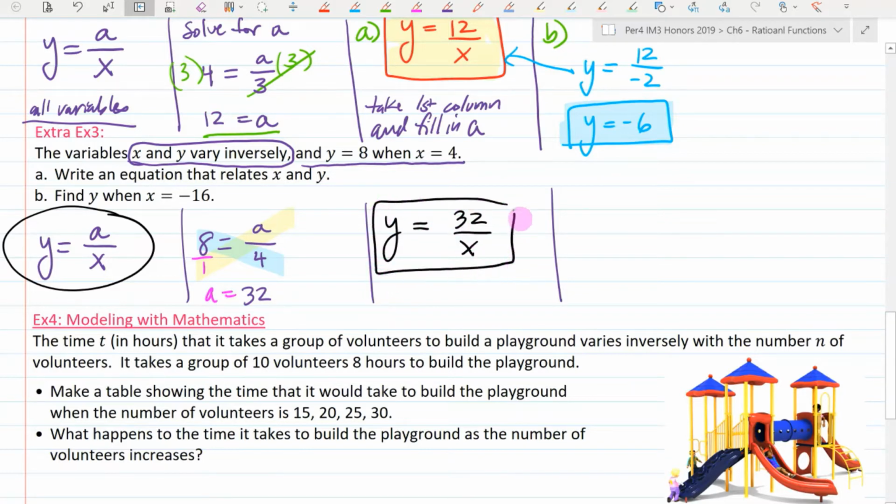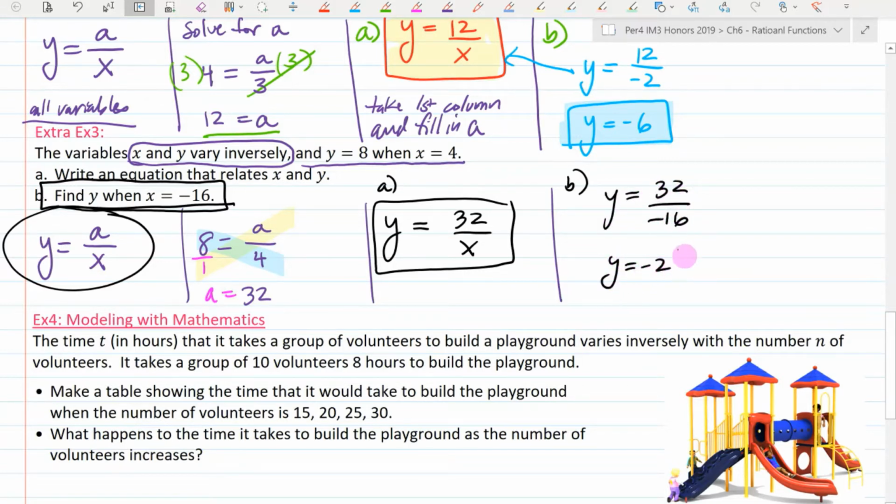Next, we're going to write the original equation with a filled in. So that's the answer to part A. And then for part B, we're going to use this equation and we're going to find y when x is equal to negative 16. So y will equal negative 2. So answer to part A and answer to part B.